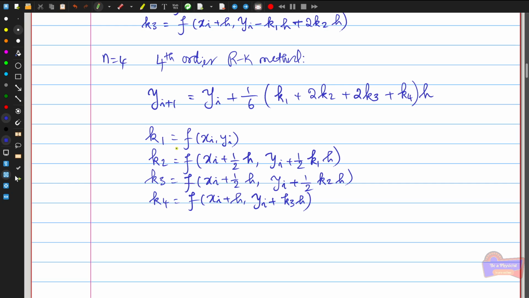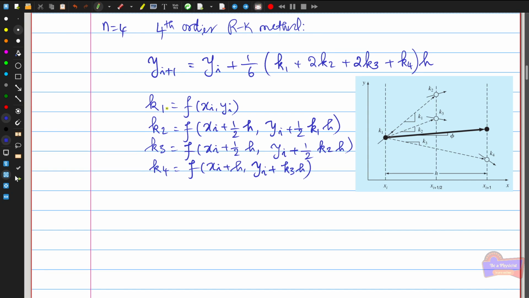As I already told you, the previous value of k is applied in the next slope. For example, in the k2 slope, you can see that k1 is available. Similarly, in the k3 slope, you can find k2. Then in k4, you can find the slope k3.